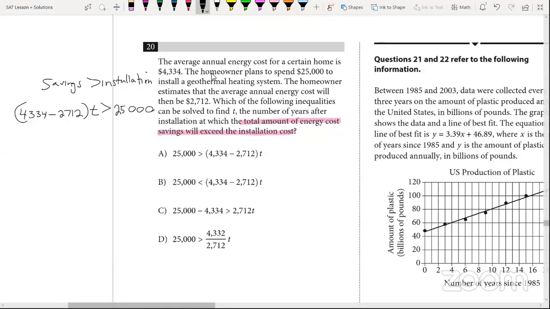And this is exactly equivalent to choice B, except it's reversed. So writing it this way is the same as saying that this 25,000 must be less than the difference between 4,334 and 2,712 times t. So that's number 20.